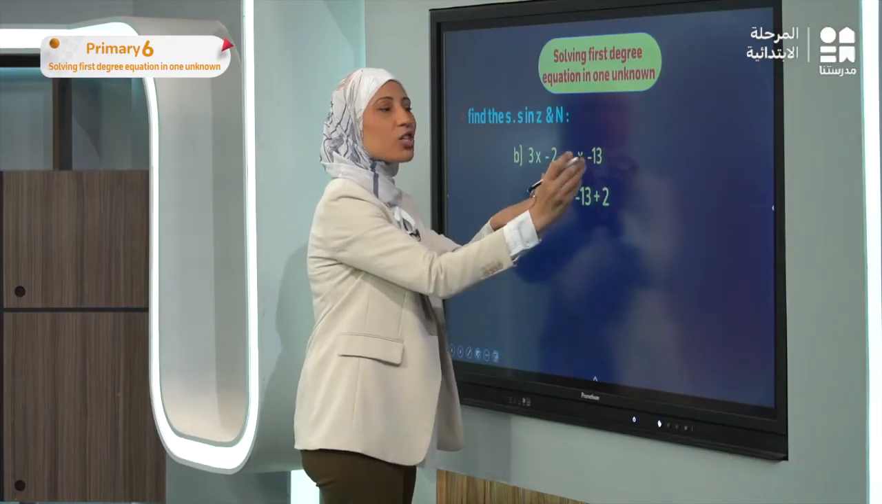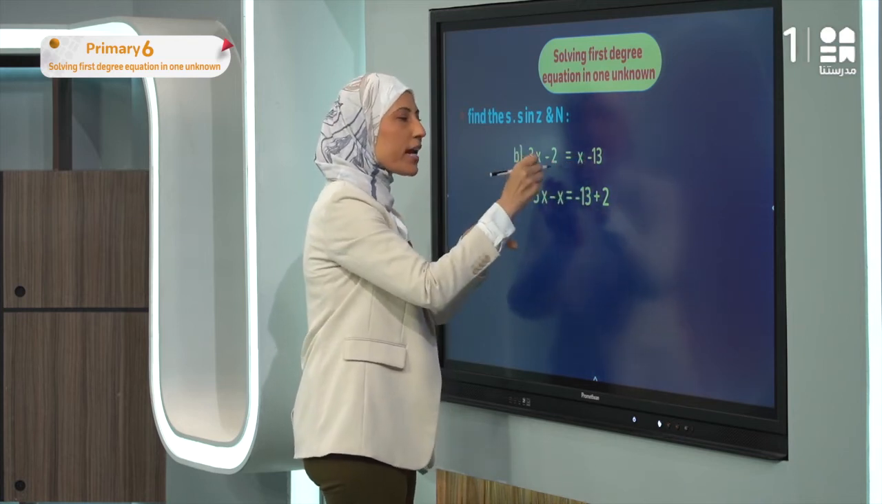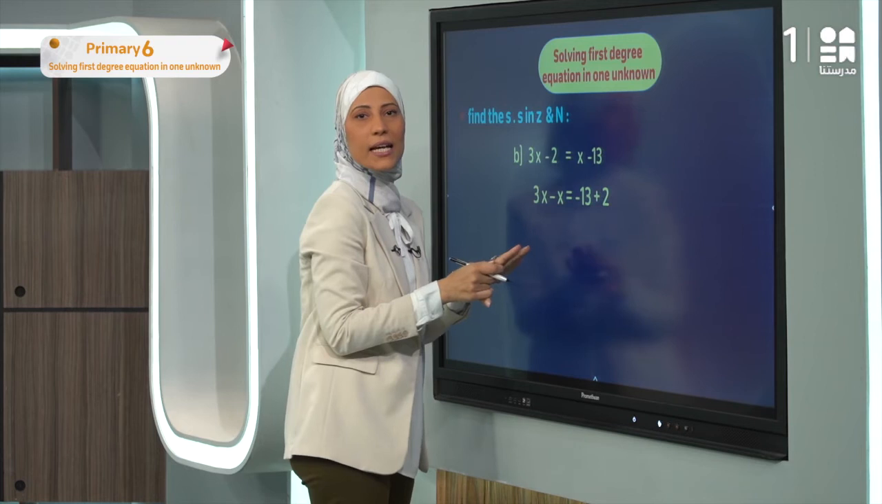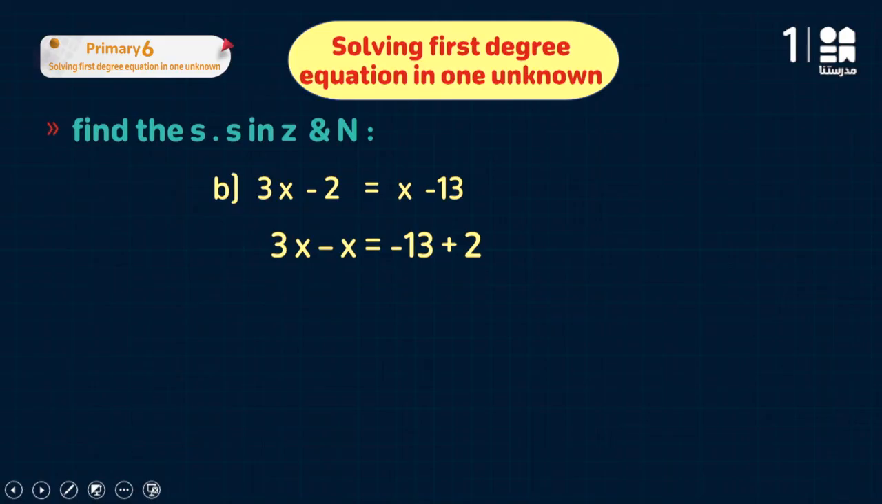Here I don't change the number: minus 13 I will put as it is, and negative 2 I will move to the second side as positive 2. So 3x minus x equal negative 13 plus 2. It will be 2x, because 3x minus x is 2x, and negative 13 plus 2 will be negative 11.